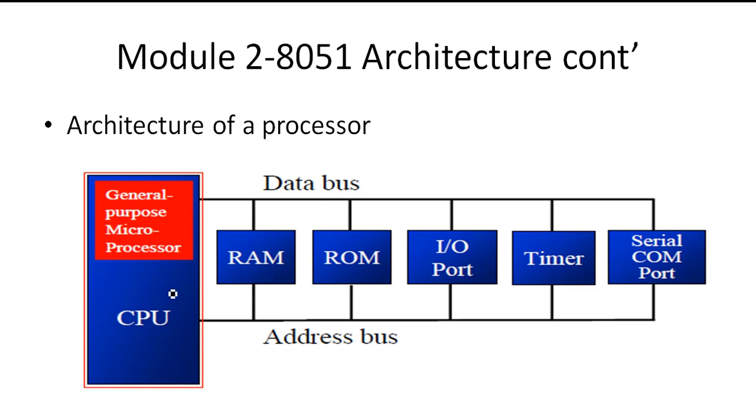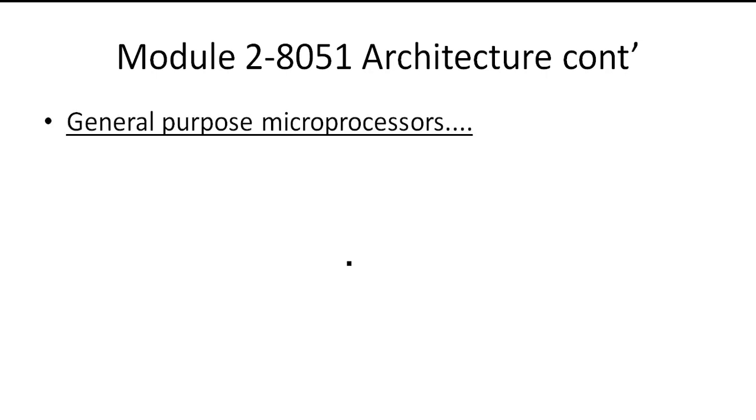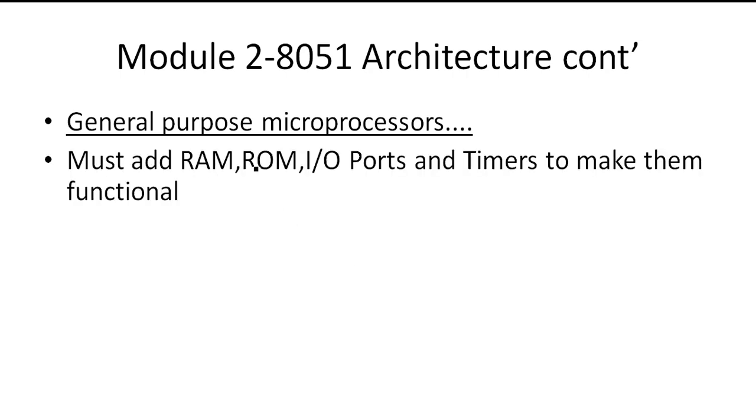There are also separate control lines, the control bus, to properly give the address and data from and to the microprocessor. So for the working of a system, a microprocessor needs to be supported with RAM, ROM and external peripheral devices like this. This is the architecture of a microprocessor. Generally, a general purpose microprocessor must add RAM, ROM, IO ports and timers to make it functional. This is one of the points to be memorized while discussing a microprocessor.